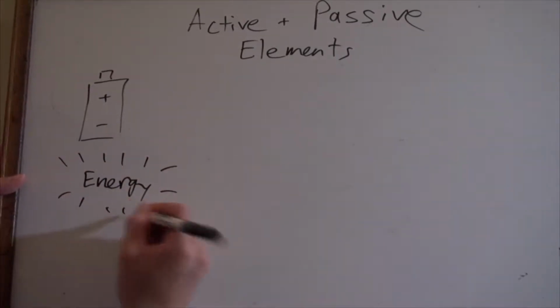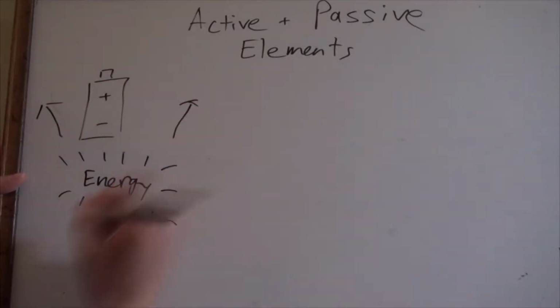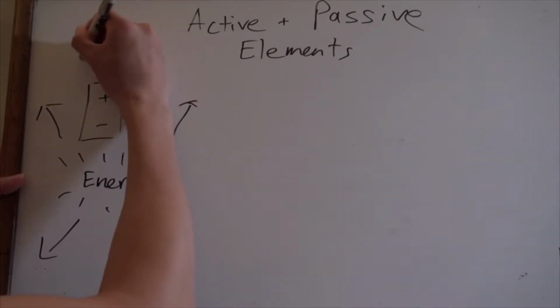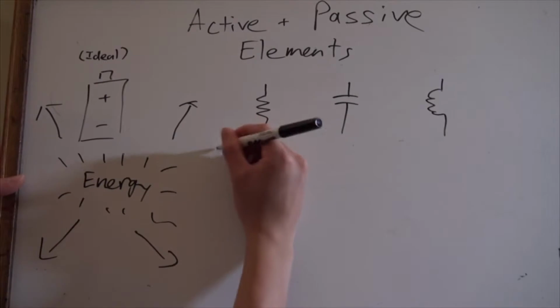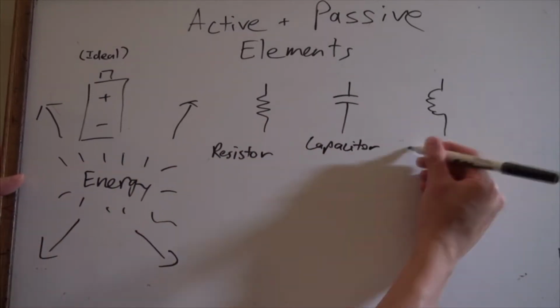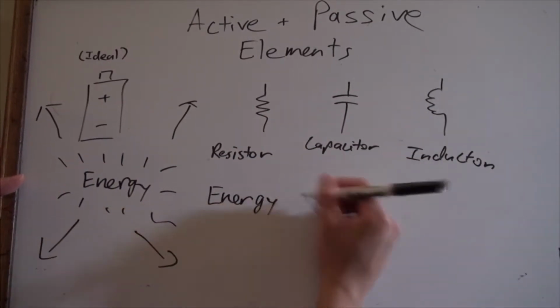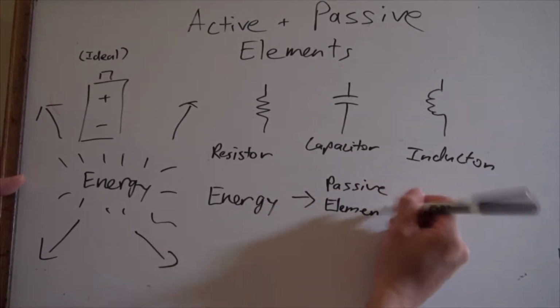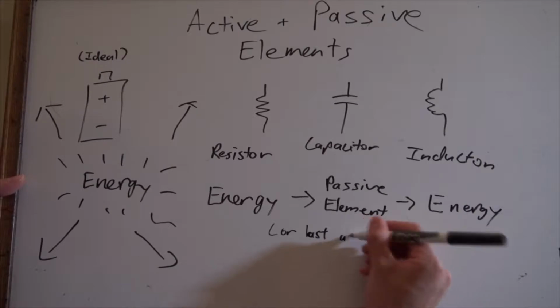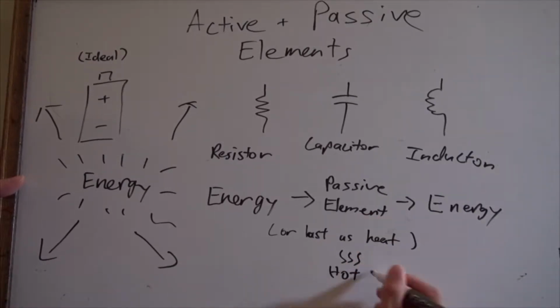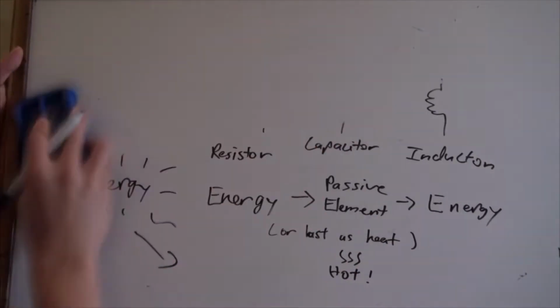You can think of active elements as components that do the heavy lifting and provide the actual energy for the circuit, like a battery. Passive elements are the opposite. They cannot provide energy to the circuit, but they can expend it or hold it for other components. Resistors are an example of expending that energy. We'll see two other components that can hold energy, known as capacitors and inductors.